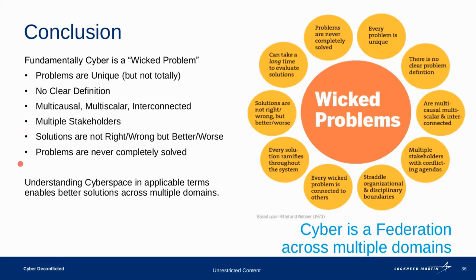And then the problems are never completely solved. There will always be risk inherent with this. There will always be the inability to fundamentally and completely control the situation. But I think it's a misnomer to suggest we can, which goes into the concept of anti-fragility. If we can never completely solve the problems, then I should start designing my systems to be anti-fragile, whereby I welcome the probes that are the problem so I can learn from them and adapt to them before they become a serious malady. So really, fundamentally, understanding cyberspace in these terms enables us to do better solutions across the domain.